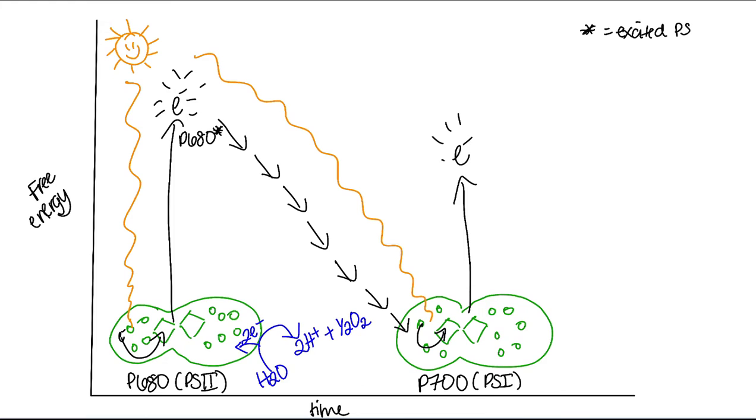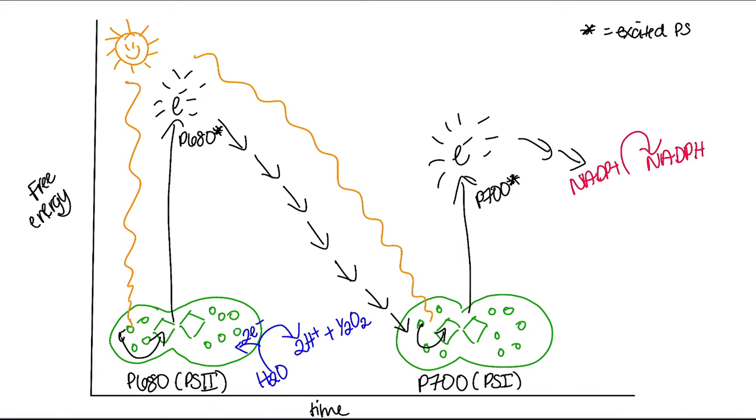That electron then gets passed into the electron transport chain. So again, sometimes we refer to this as P700 with an asterisk indicating that it's an excited photosystem, and that photosystem then gets an electron back from that photolysis that occurred. And then we pass that electron until we get to the ferredoxin reductase complex that takes NADP+ and reduces it to NADPH.